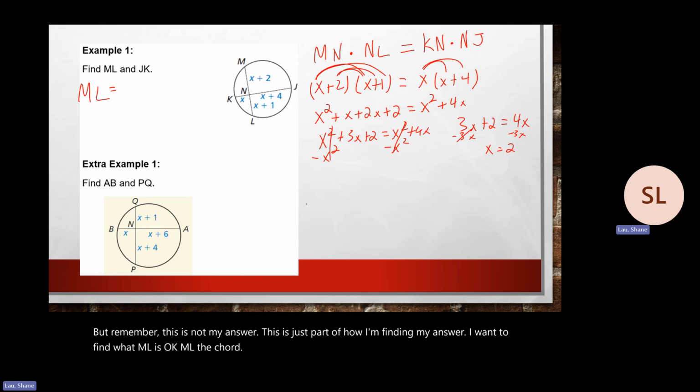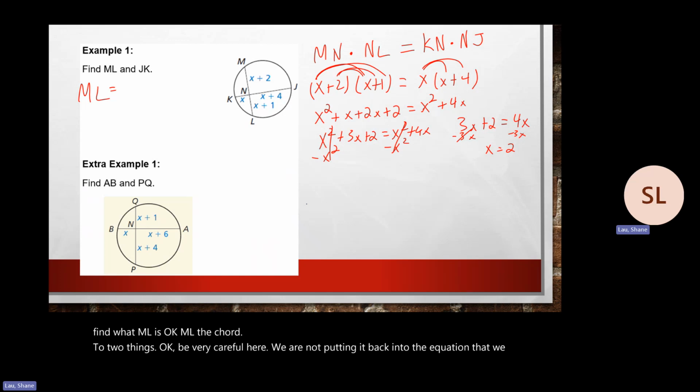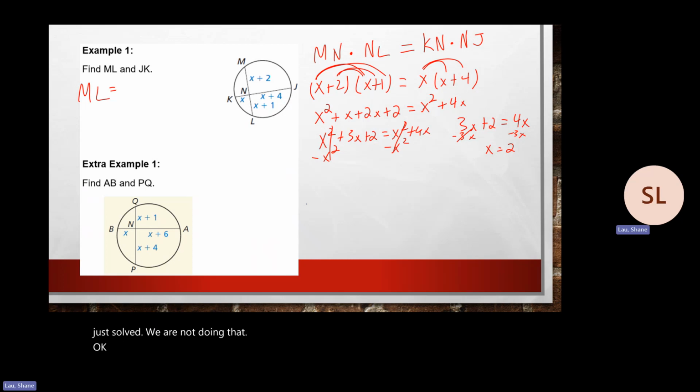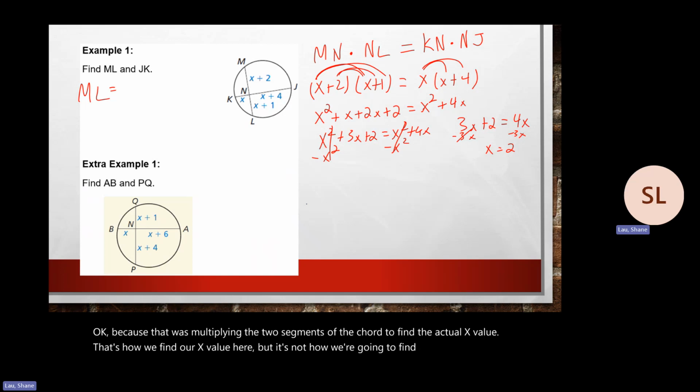is equal to two things. Okay. Be very careful here. We are not putting it back into the equation that we just solved. We are not doing that. Okay. Because that was multiplying the two segments of the chord to find the actual x value. That's how we find our x value here, but it's not how we're going to find our ML value. Okay. The reason being is because ML is split into two segments.